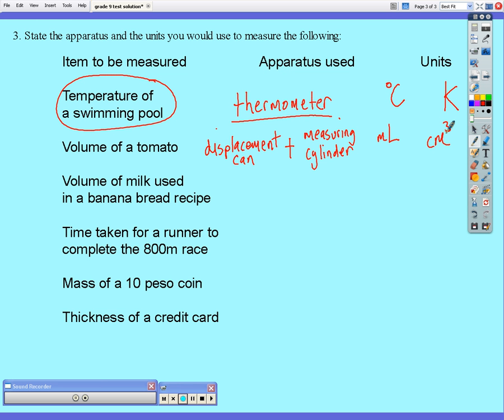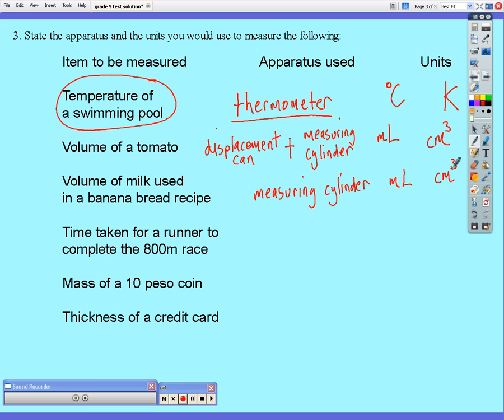Volume of milk used in a banana bread recipe, well, we just use a measuring cylinder. I guess if you're in your kitchen you might use a measuring jug, so I think we'd allow that. And again, we'd use milliliters or cubic centimeters.